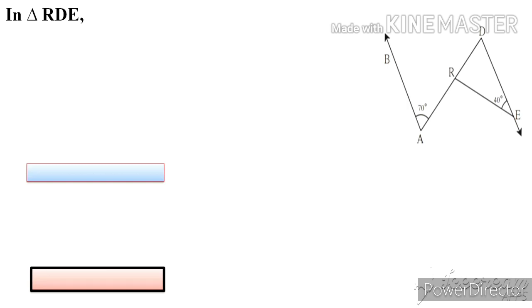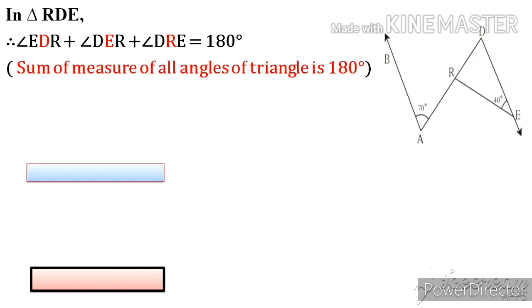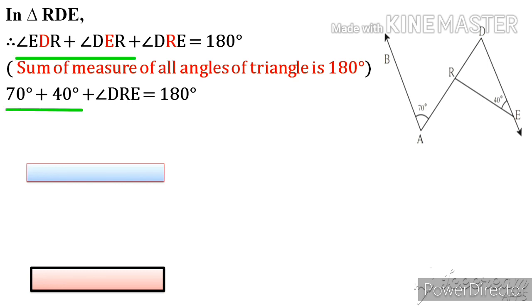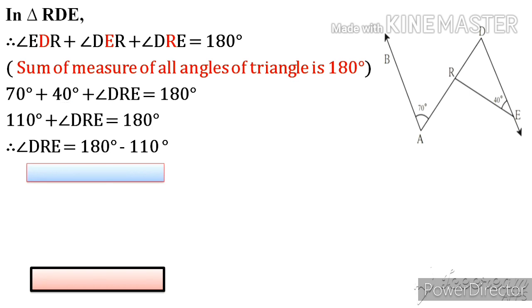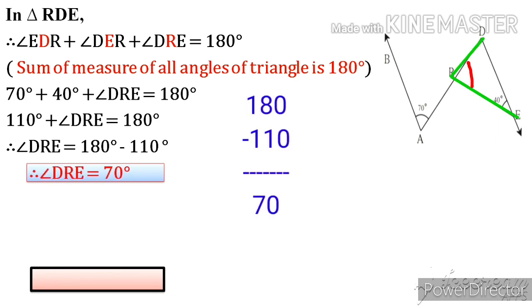Now student, in triangle RDE, angle EDR plus angle DER plus angle DRE equal to 180 degree. Sum of measure of all angles of a triangle is 180 degree. Substitute the value of angle EDR 70 degree and angle DER 40 degree. Here we get 110 degree plus angle DRE equal to 180 degree. Therefore, angle DRE equal to 180 degree minus 110 degree. After subtracting, we get angle DRE is 70 degree.